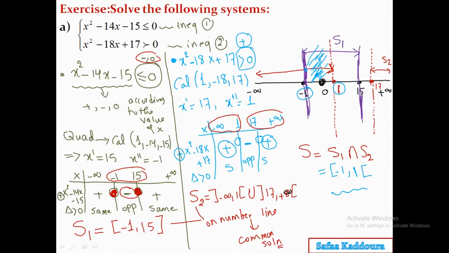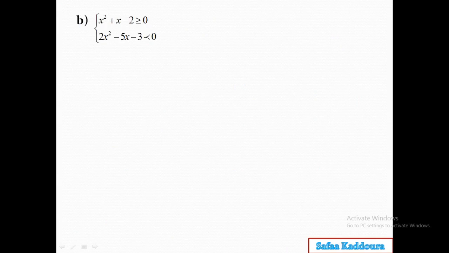Now we will solve another example. This is a system of inequalities. This is the first inequality and this is the second inequality. We will find solution 1, we will find solution 2, and then represent them on the number line to get the common solution.